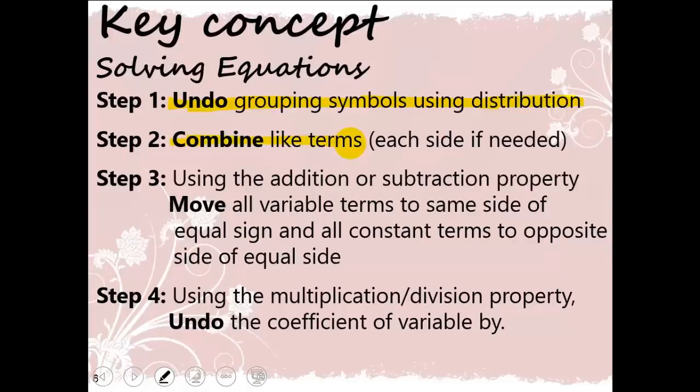Like things live on the same side of the equal sign, okay? If you are looking at similar terms on opposite sides of the equal sign, then that is a move situation. You want to move them to the same side. Combining is what you do when things live on the same side of the equal sign. Moving is what you do when they don't live on the same side. And then after that, we're going to undo our coefficient by either multiplication or division.